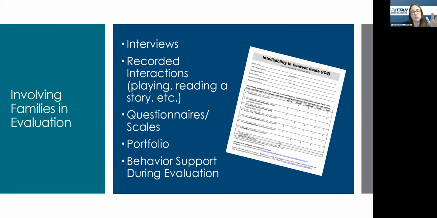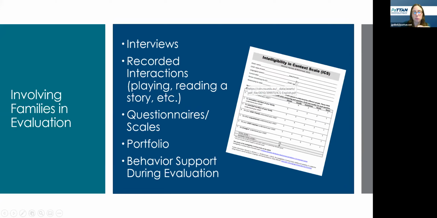You can give them a questionnaire or a scale like this one, the intelligibility in context scale, though I always encourage people to not just give people a number ranking of their children, because it's hard to describe your child in a number, but maybe to describe what those numbers mean.